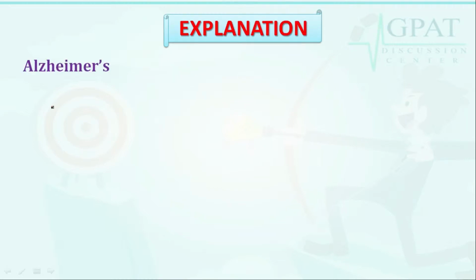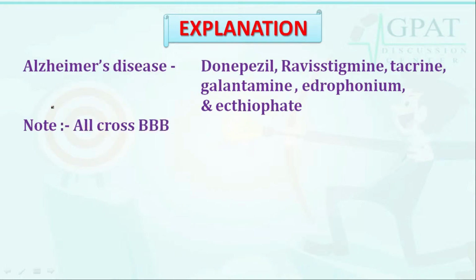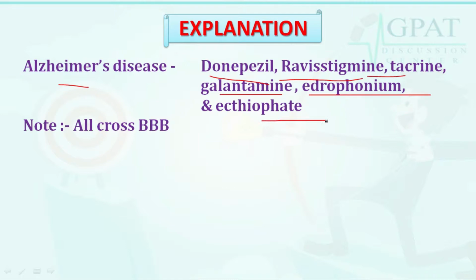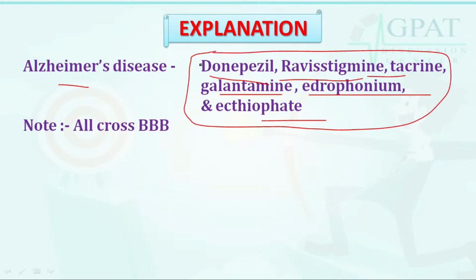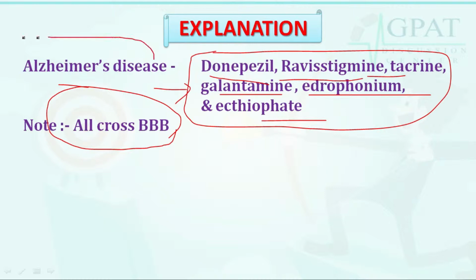Let's discuss with the help of the explanation. In Alzheimer's disease, these drugs are used: donepezil, rivastigmine, tacrine, galantamine, edrophonium, or ecothiopate. Students, sometimes the question may ask from these options, so try to learn these. These drugs all cross the blood-brain barrier. That's why they are used in Alzheimer's disease, because it is a brain-related disease related to tau protein.